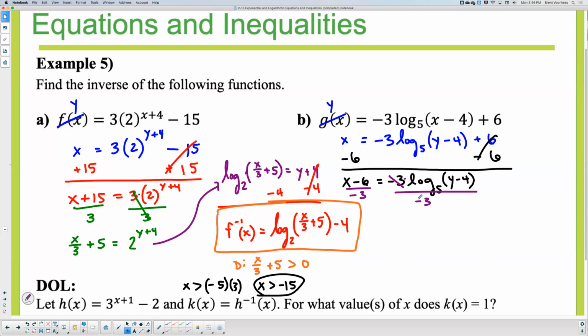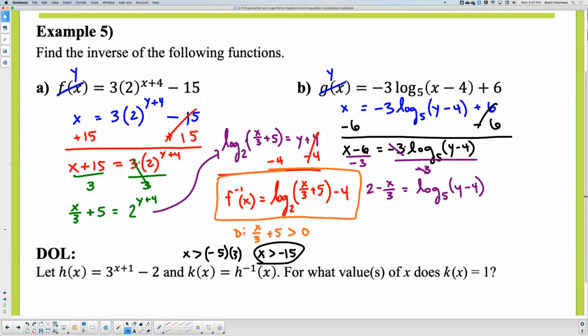Once again, I'll go ahead and distribute this division. So these are going to become positive. The minus 6 will become a positive 2, but I'll have minus x over 3 like that. So negative 6 divided by negative 3 became a positive 2. I wrote that in the front. That equals log base 5 of y minus 4.